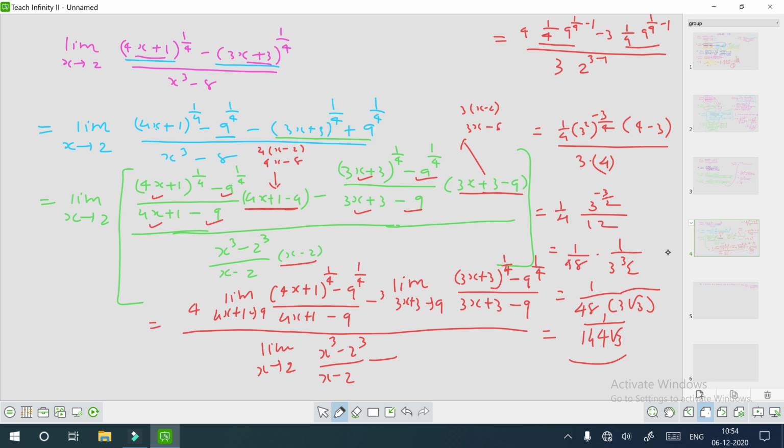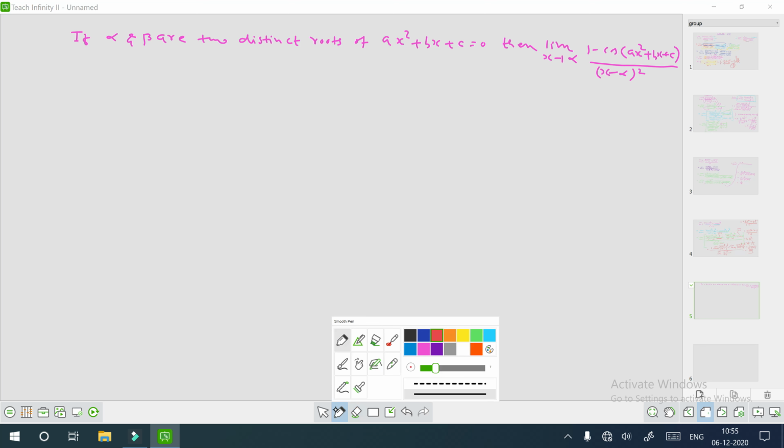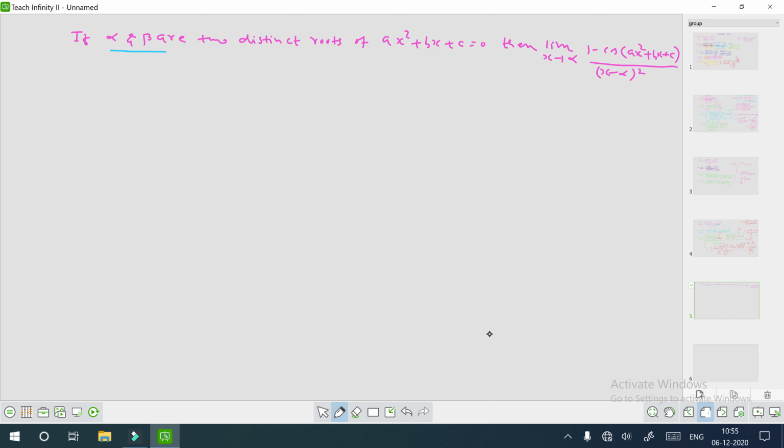Very good. Now once again let us see the most important sum. That is important for AIEEE, meaning JEE Main. Now see, alpha and beta are two distinct roots of this equation.